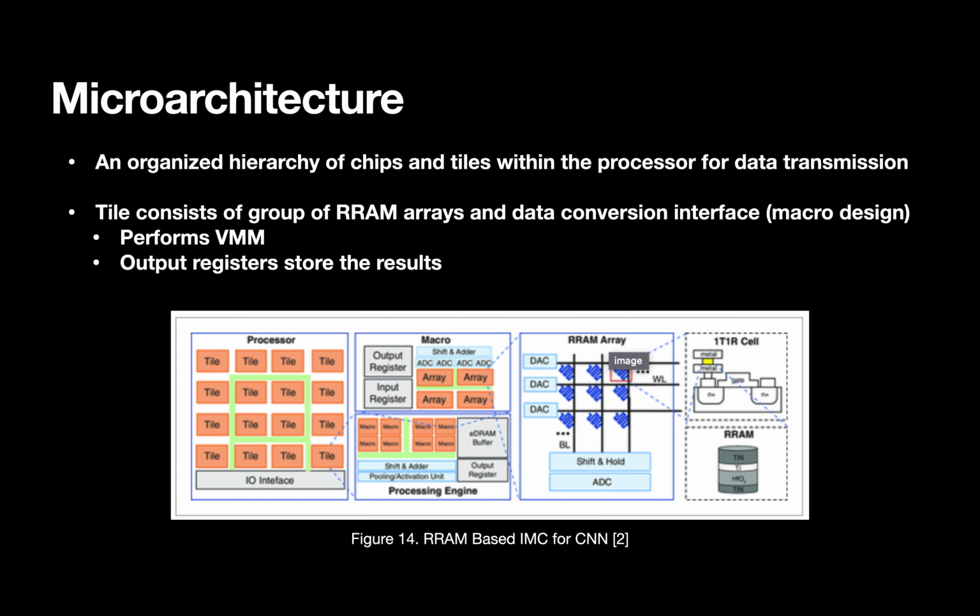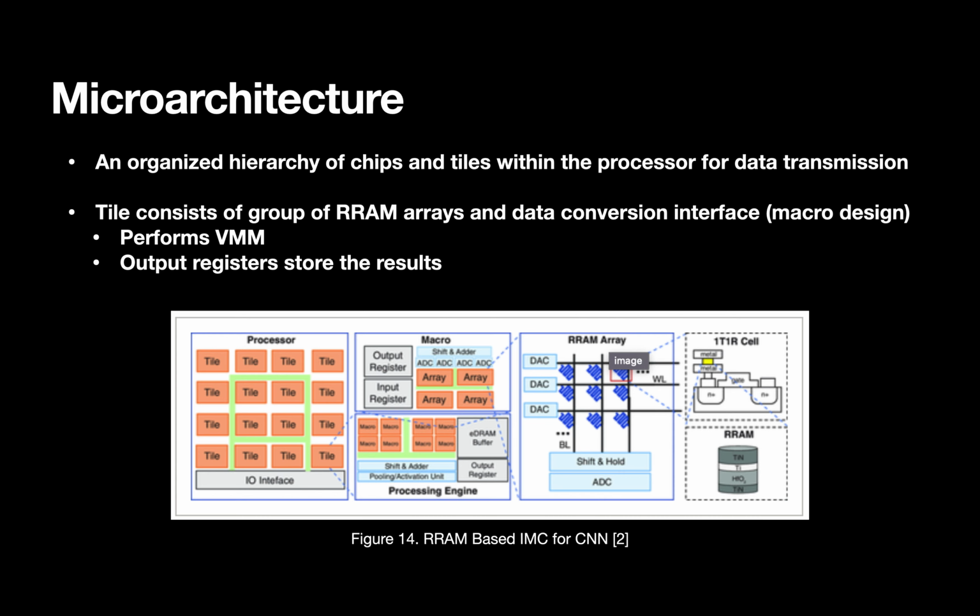Microarchitecture focuses on the effective control to utilize in-memory computing macros. Figure 4 shows a RRAM-based CNN in-memory architecture. It is organized in a hierarchy of chips and tiles. The on-chip network bridges the tiles within the chip for data transmission. Within each tile, eDRAM buffers are used for storing the result aggregations.